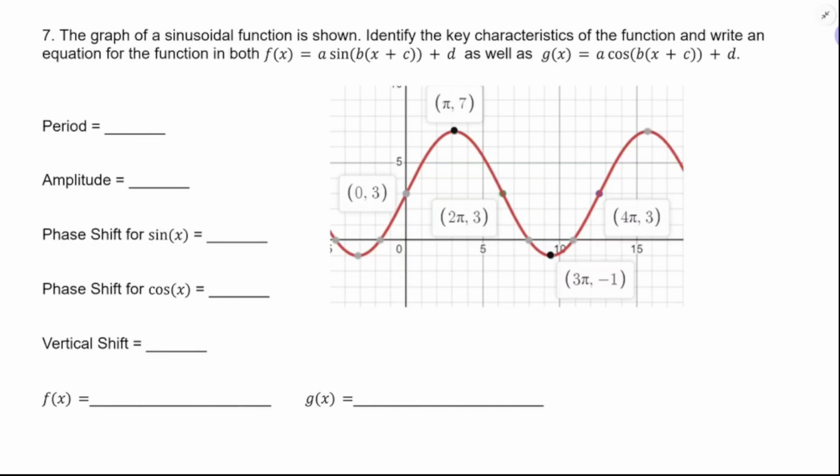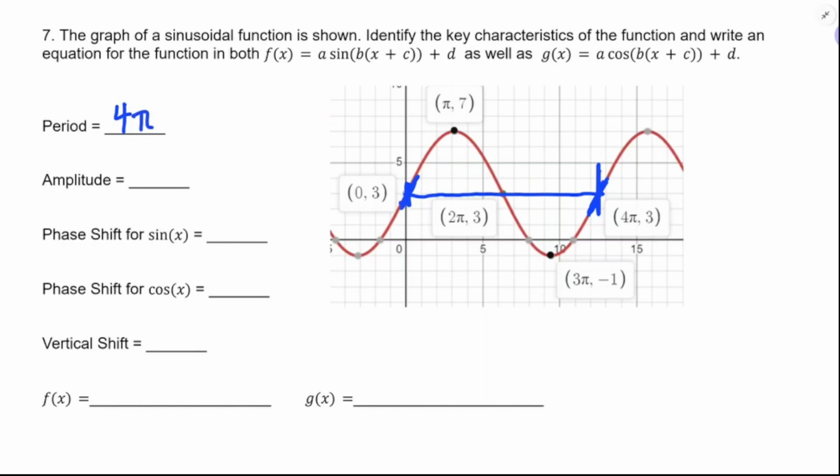Okay, for period, I default to wanting to go top to top, but that second top spot wasn't exactly labeled. So I'm going to go from this middle where the graph is coming up over to the next place where I'm in the middle and the graph is coming up. So that's one full cycle. I went from 0 to 4 pi. The period is 4 pi.